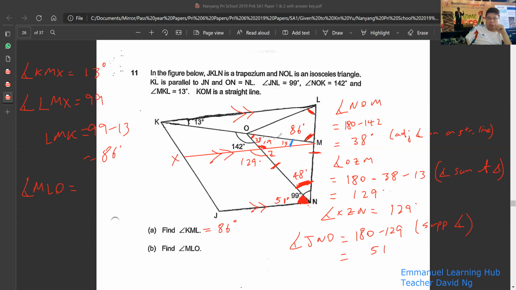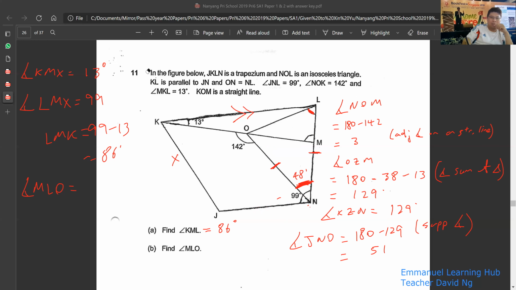Is there too much information here until it confuses you? If yes, you can always erase during the exam, and just leave the relevant info there. All you need is this 48. The rest you can ignore.